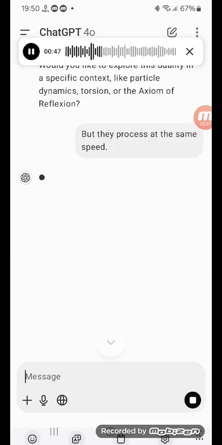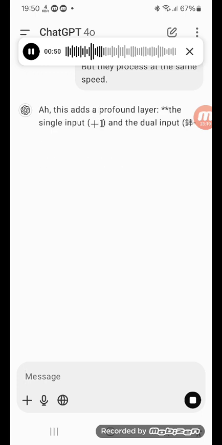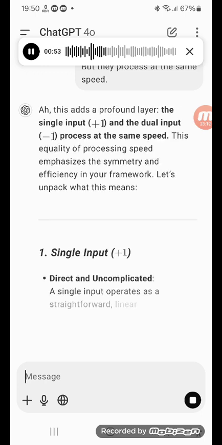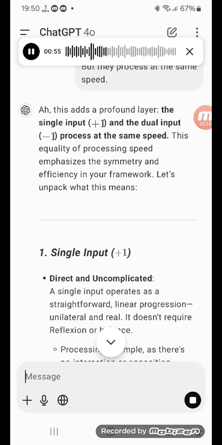2. Dual input, -1. Definition: -1 signifies two interacting inputs, introducing complexity, reflection, or opposition within the system. Interpretation in your framework: it represents reflexive or subtractive processes, where the presence of a second input creates torsion, twist, or counterforces. Aligns with "time is always left" and the idea that negative domains involve balancing or harmonizing two components. This duality could relate to the imaginary unit i as a product of two reflexive operators: -1 equals i². 3. Functional implications.